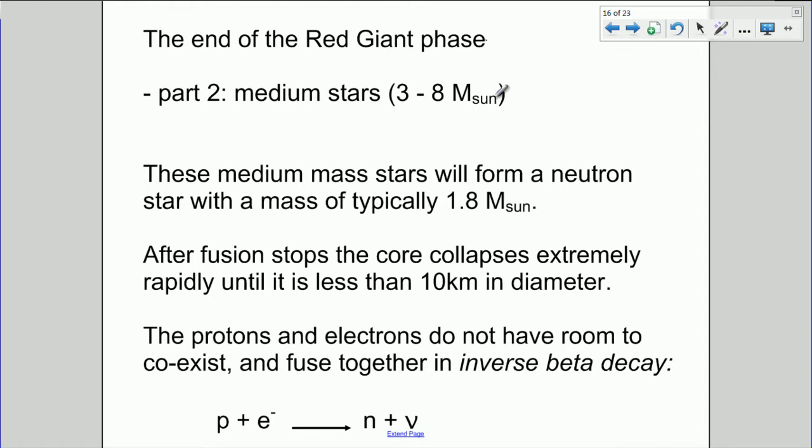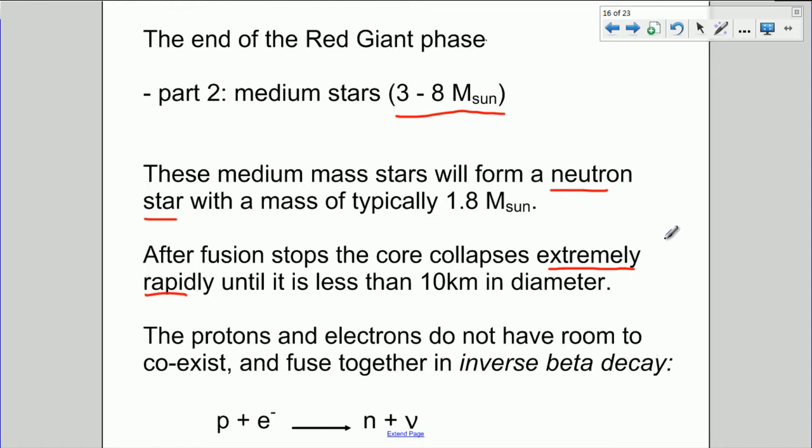So now we're talking about larger stars, between 3 and 8 solar masses, which I'm calling here a medium mass star, but it's actually quite a large star. What happens then is the star will form a neutron star at the point when it goes supernova. So fusion stops. Now we're talking about fusion of larger elements, up to iron, and it just switches off immediately. And when that happens, the core collapses very, very rapidly, within a second or so.